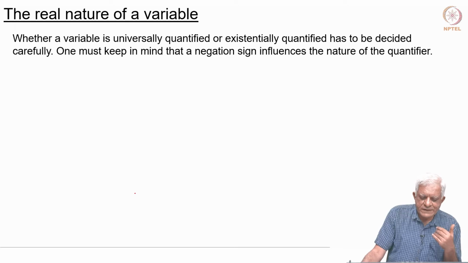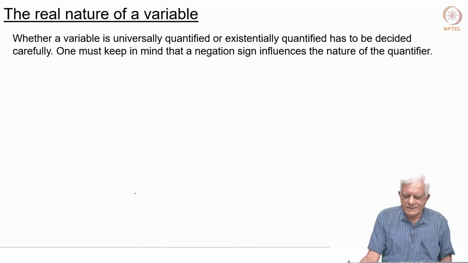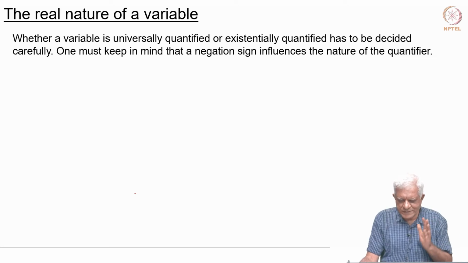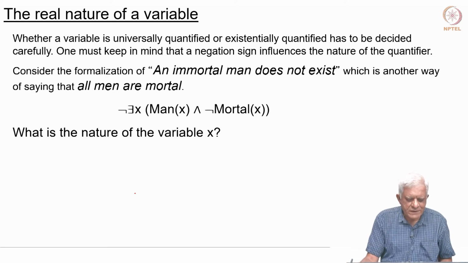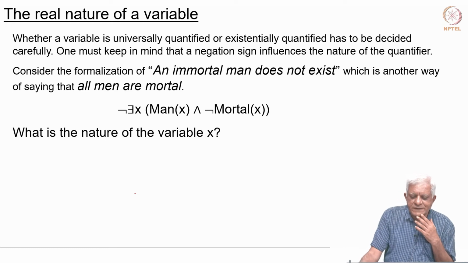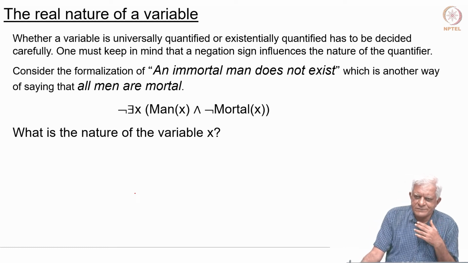So, here I have said that whether a variable is universally quantified or existentially quantified has to be decided very carefully. One must keep in mind that the negation sign influences the nature of the quantifier. That is why we did the recap of De Morgan's laws, that if you push a negation inside, it will change the quantifier. So, think of this sentence: we want to say no one is immortal, or an immortal man does not exist. They are the same thing, right, which is another way of saying all men are mortal.